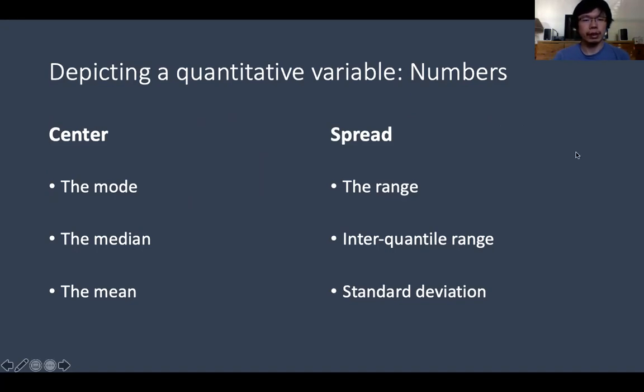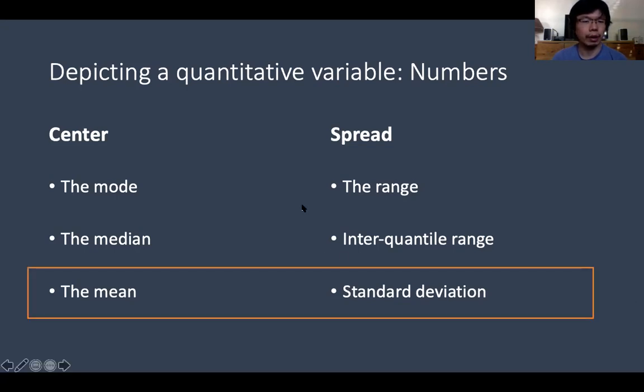We've also learned to use numbers to depict a quantitative variable. There are two types of numbers. One describes the center, including the mode, the median, the mean. We've learned that the center is about the most frequent or the most typical numbers within a group of numbers. And the spread, the range or interquartile range or standard deviation, describes the spread from the center, how diverse or how close to the center the values in the variable are. The two most important ones are the mean and standard deviation.